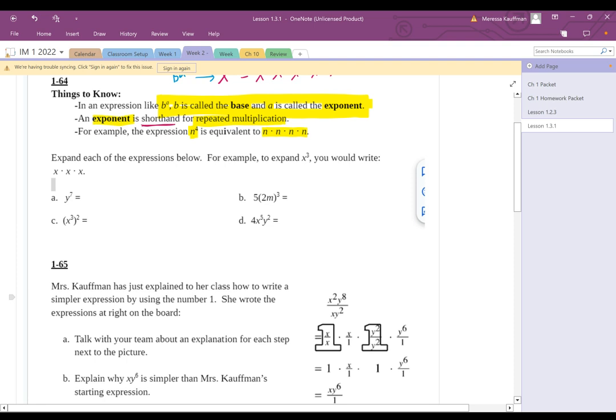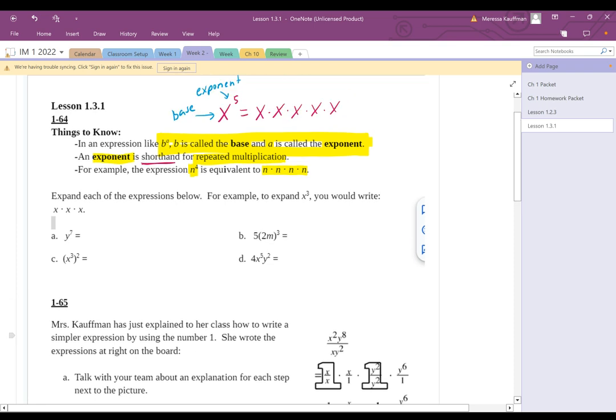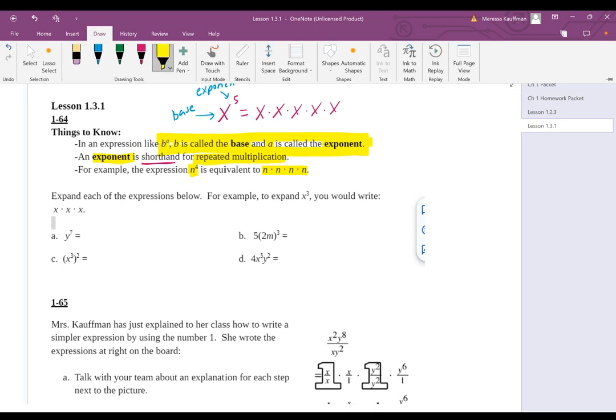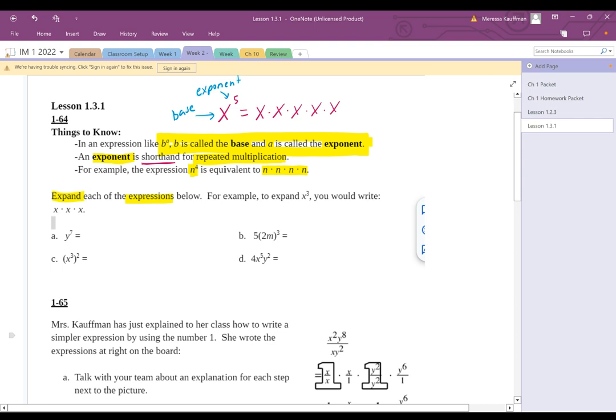So for the problems below, what I want you to do is to expand them out, just like what I did for the x to the fifth. So you're going to expand each expression below, just like when I have x to the third, you would write x times x times x.